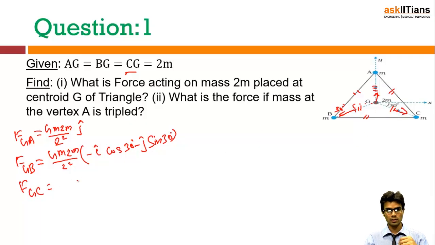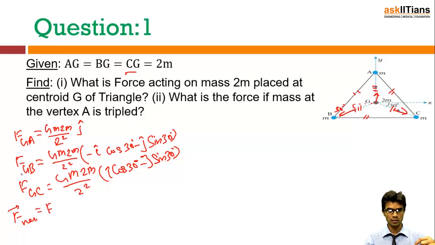So FGC is GM 2m by 2a square, and this will be i cap cos 30 minus j cap sin 30 degree. Now we have to find the net force acting on this mass 2m. So F net is equal to FGA plus FGB plus FGC.